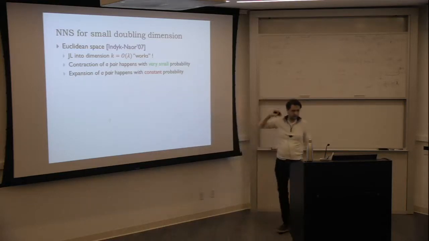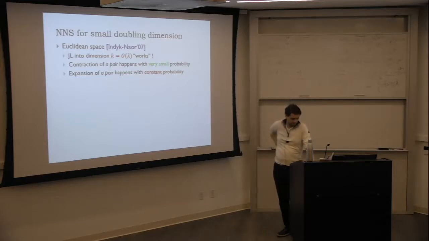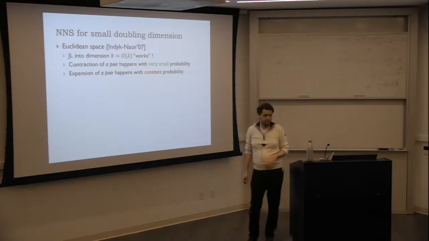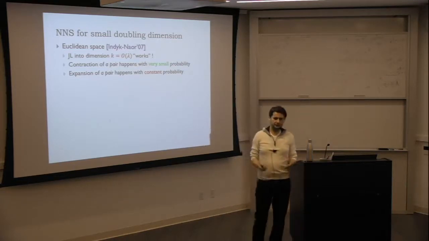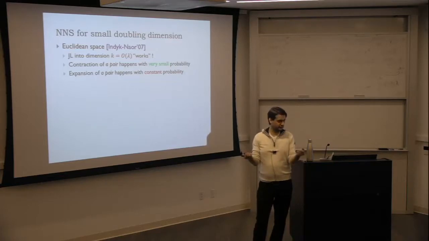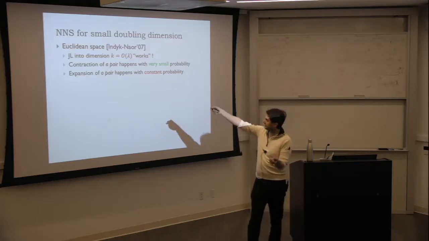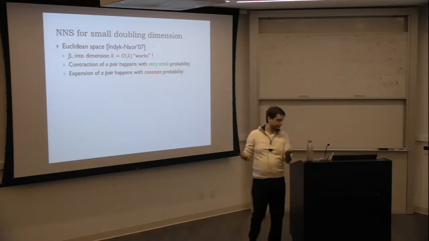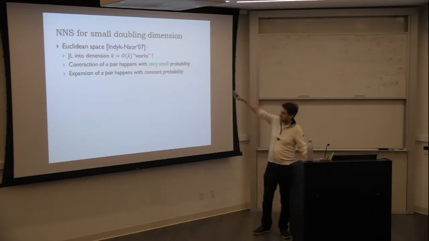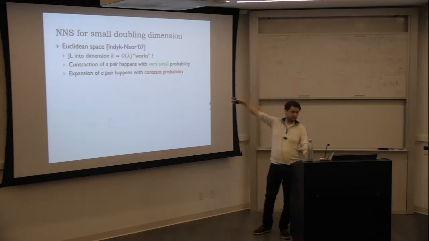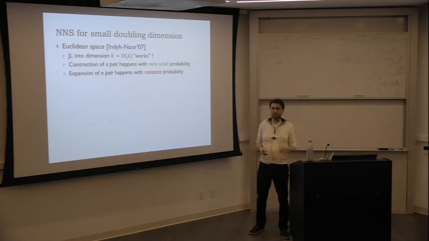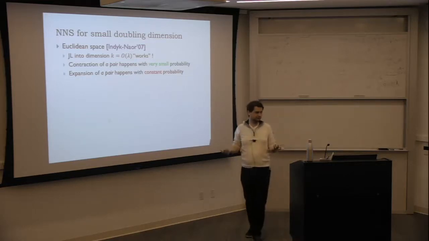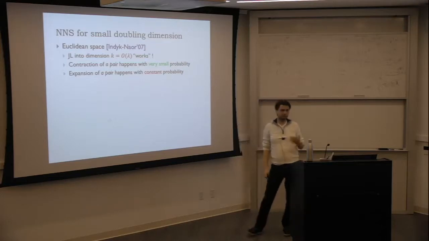Okay, think about this exponentially small, right? On the other hand, the expansion of a pair will happen with some non-trivial probability. So there is some constant probability that a pair of two points, after doing this very aggressive JL, will actually expand, okay? So it is somewhat a symmetric type of guarantee that we used to have so far, where we're saying that, well, we preserve distances up to 1 plus minus epsilon approximation with high probability.